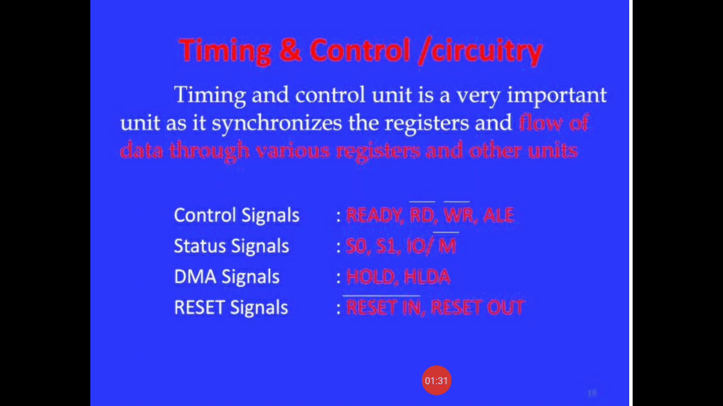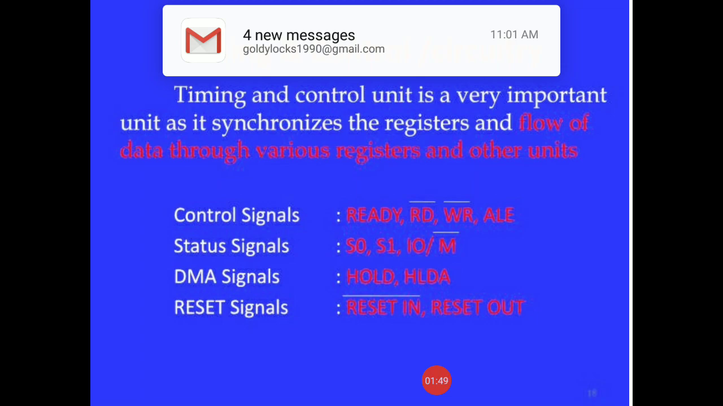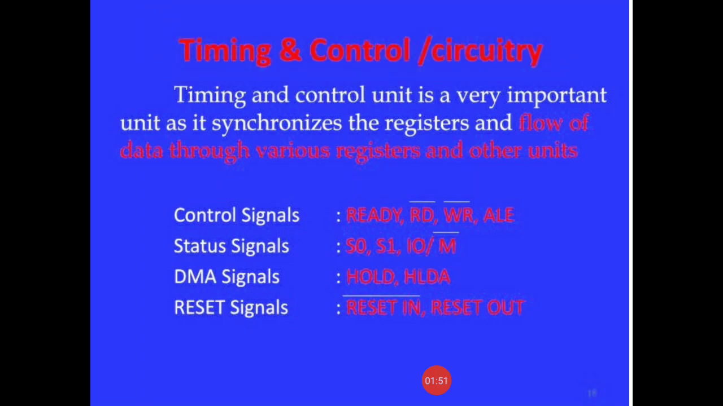So here I have shown various signals: control signals, status signals, DMA signals, reset signals. So all these signals are controlled by timing and control circuitry, and they are set high or they are reset as per the instruction. So I'll discuss each and every pin in the pin configuration. I will discuss each and every signal, that is these are all the pins, in the pin configuration of 8085 microprocessor.